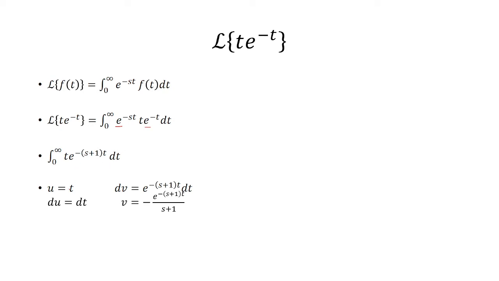So let u equal t, and so dv will be e to the negative s plus 1 times t dt. The derivative of t is just 1, so du will just be dt. And then we're going to do the antiderivative of dv, which is basically dividing by the derivative of the exponent in this case. And so this will just be uv minus integral v du. And this is what we get.